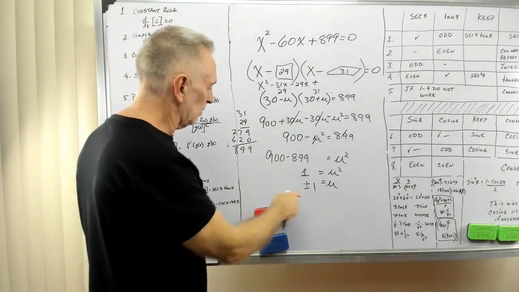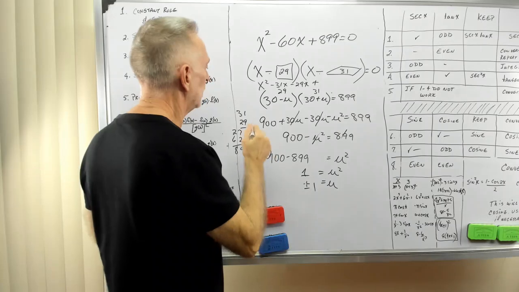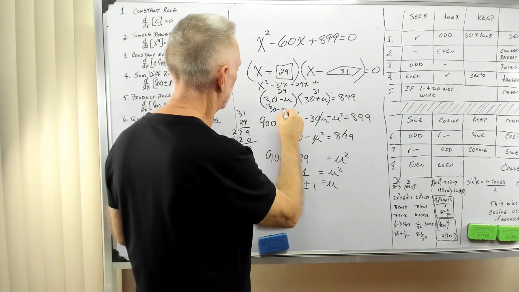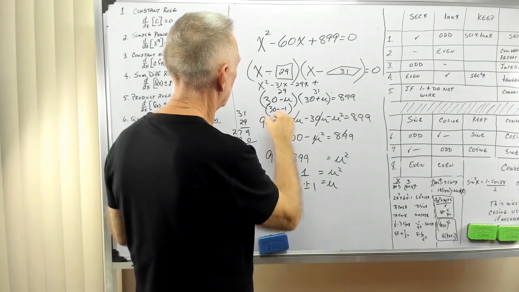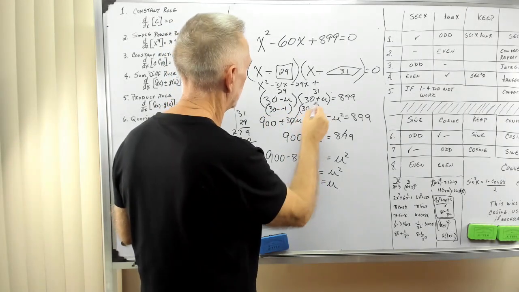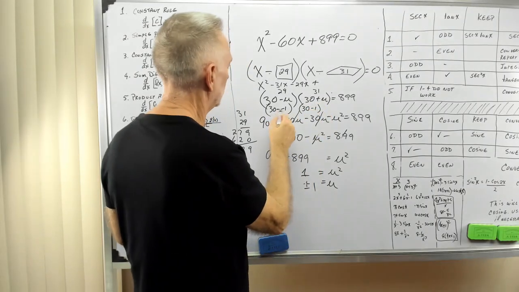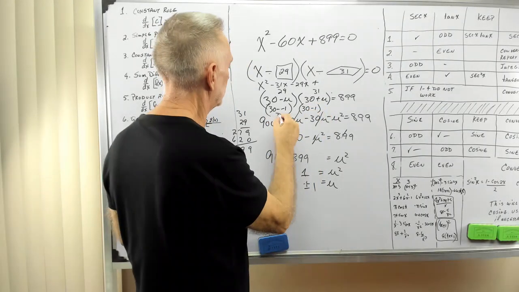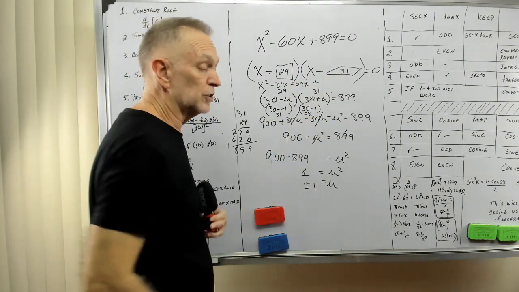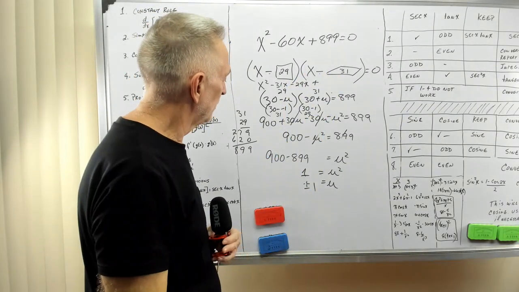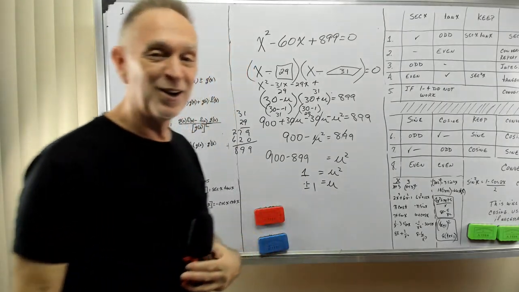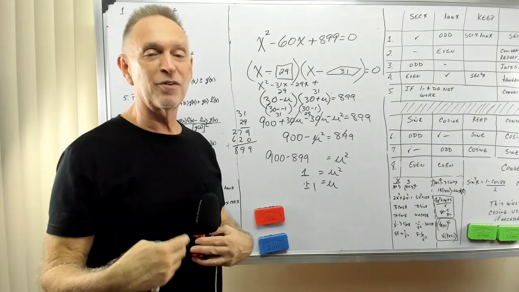Now you might say, well, what about the negative? Okay, let's use a negative 1, so this would be 30 minus negative 1. Minus minus is plus 1, so this number ends up being 31, this one ends up being 29, so they would just swap. Is that not cool? That's my new method for factoring quadratics.